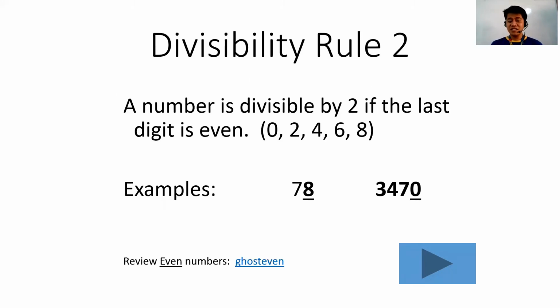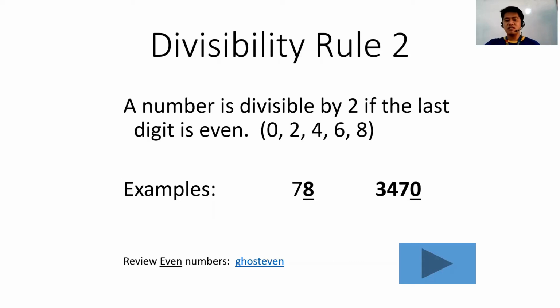Next. Let's discuss about divisibility rule number 2. A number is divisible by 2 if the last digit is even. 0, 2, 4, 6, and 8. Again, a number is said to be divisible by 2 if the last digit is even, kapag ang pinakadulong number ay nagtatapos sa 0, 2, 4, 6, or 8. For example, 78. Is 78 divisible by 2? Yes or no? The correct answer is yes, because the last number is 8.